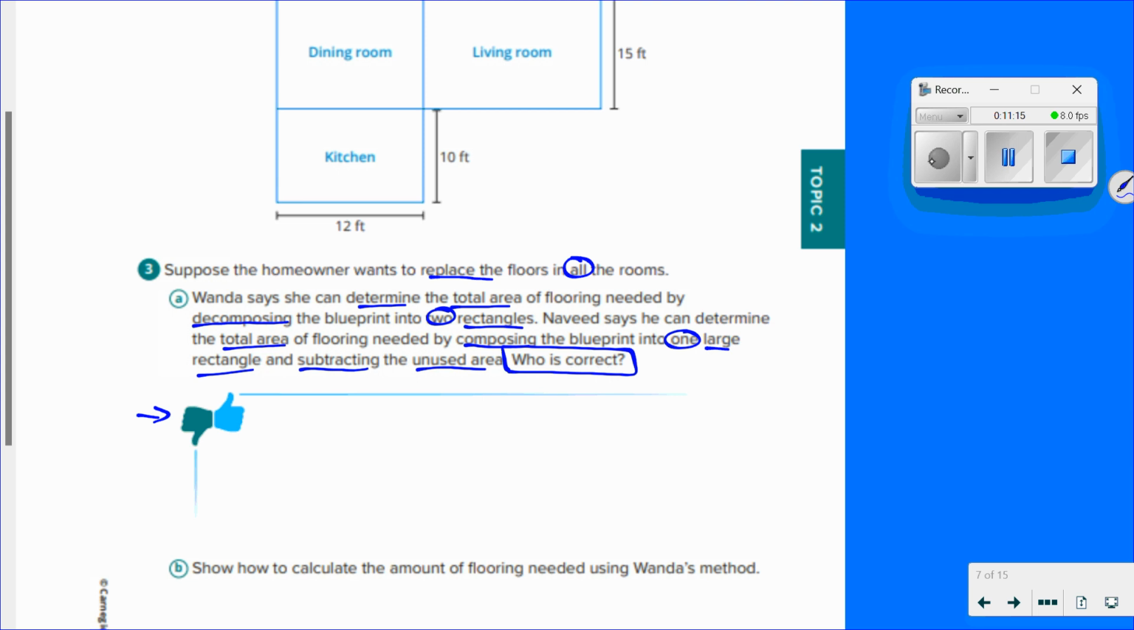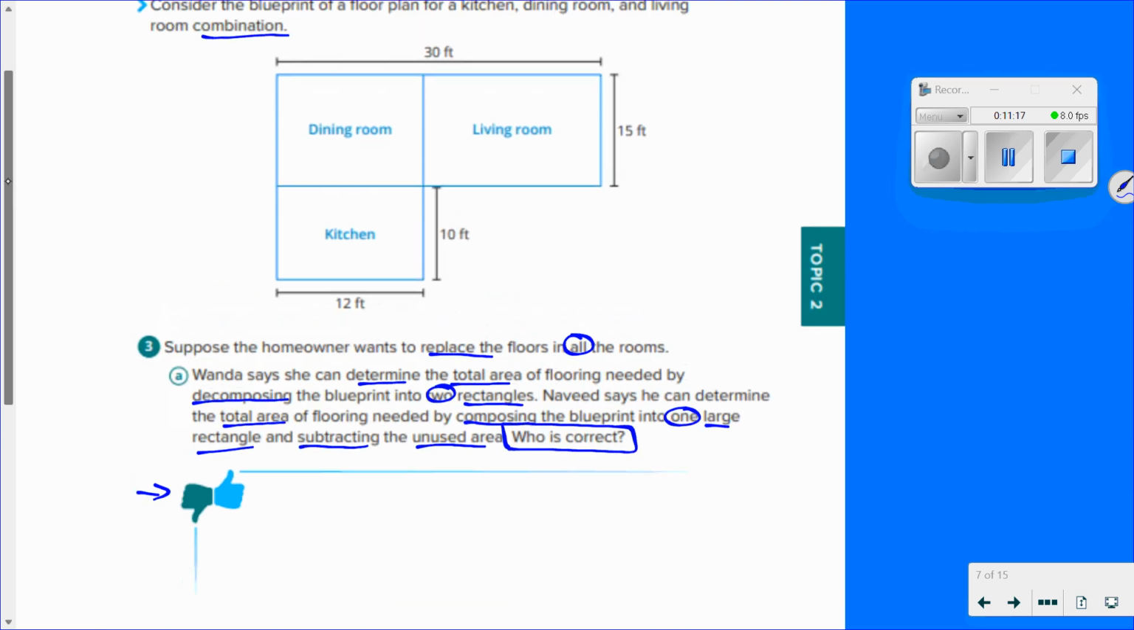So Wanda's saying I need to put 2 of them together. So she's saying, could I do like one big rectangle here and one here? Would that work? That would work, right? She could also have gone this way, and then she'd have 2, correct? Would that work? Good.